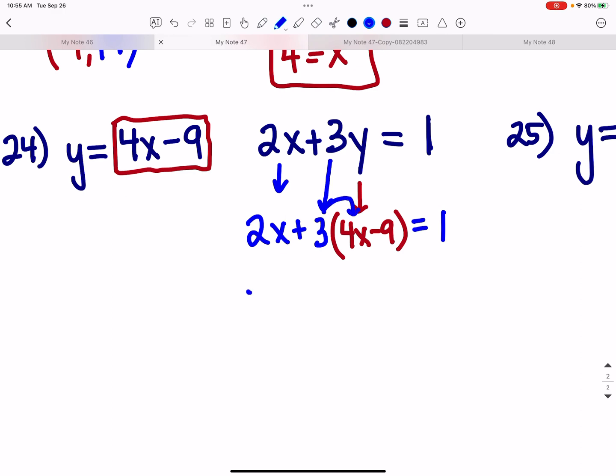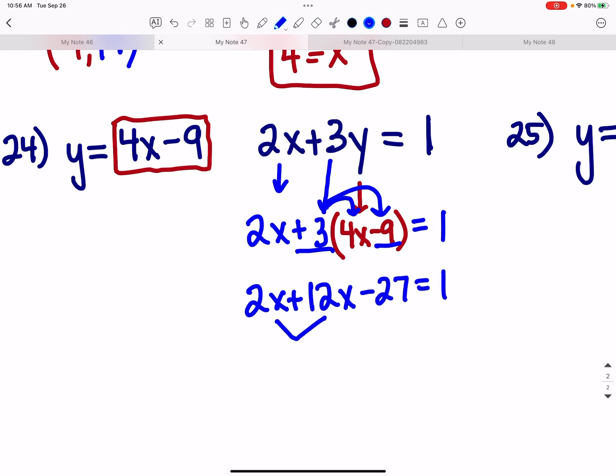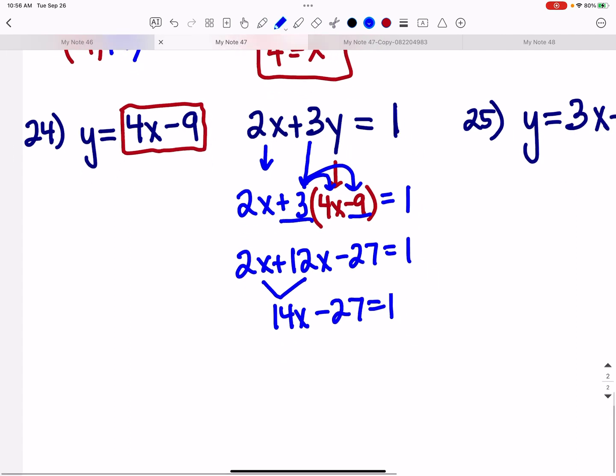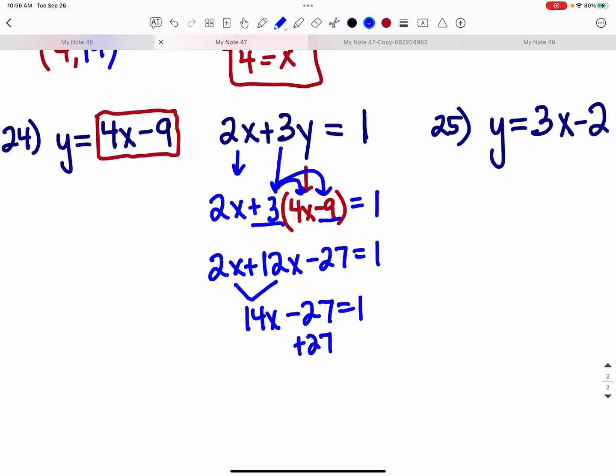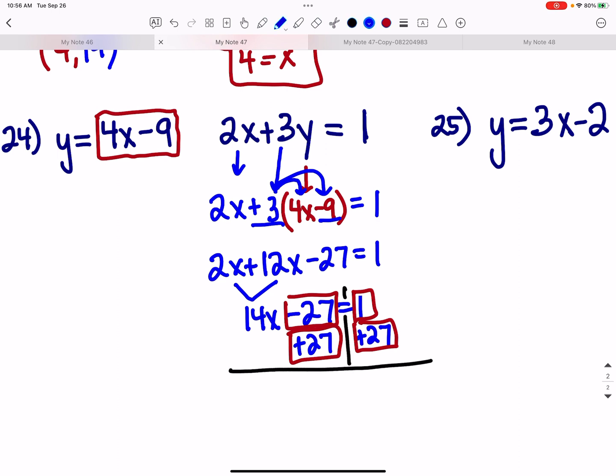We have 2x plus 3 times 4x is plus 12x. Positive 3 times negative 9 is minus 27, equals 1. All right, these 2x's and 12x's is 14x's, minus 27 equals 1. I'm going to add 27 over here to move it over here. If you don't understand why, that's a number team, that's a number team, that's a number team, that's a number team. That's the letter team. Okay, so they're dead here.